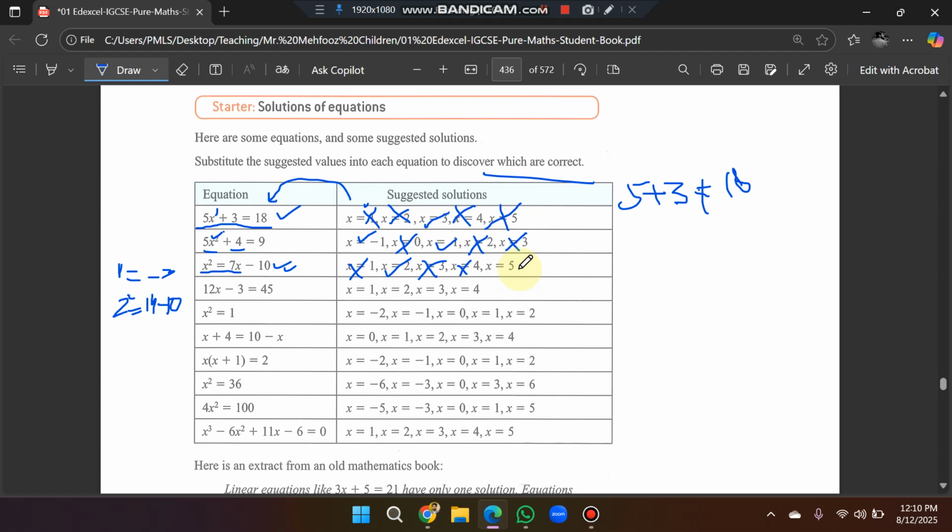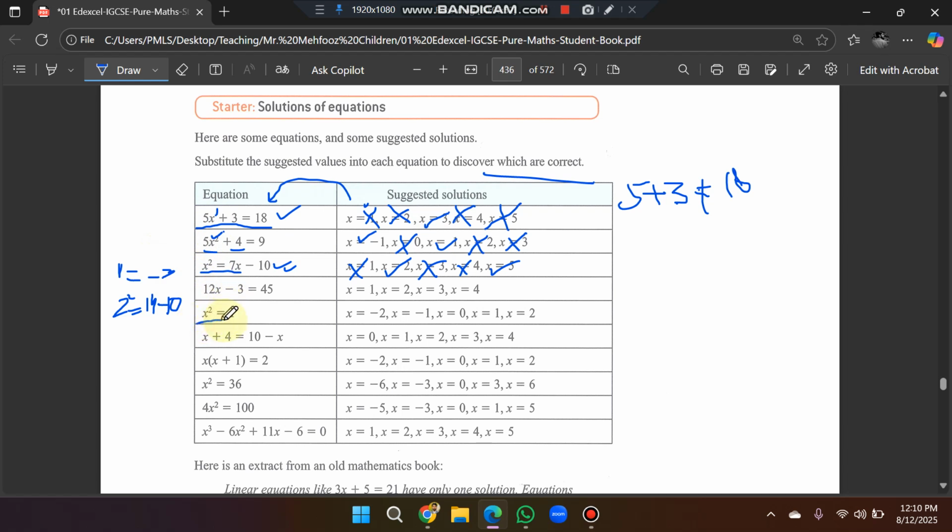So if you put 5, 5 squared is 25. 7 multiplied by 5 is 35. 35 minus 10 is also 25. So 25 equals 25. Understand? So these are the suggested solutions. We have to find the solutions by putting all the suggested values into the equations to get the answer. And now we have done the 3 questions.